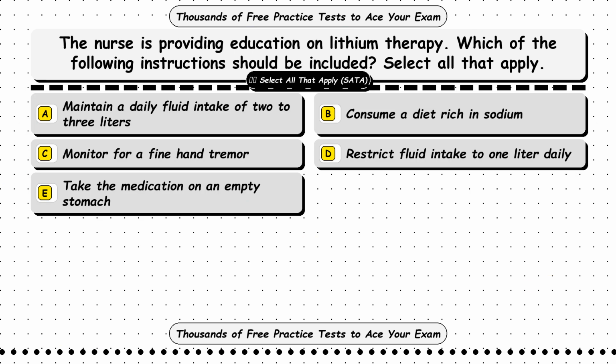Question 7. The nurse is providing education on lithium therapy. Which of the following instructions should be included? Select all that apply. Option A, maintain a daily fluid intake of 2 to 3 liters. Option B, consume a diet rich in sodium. Option C, monitor for a fine hand tremor. Option D, restrict fluid intake to 1 liter daily. Option E, take the medication on an empty stomach.